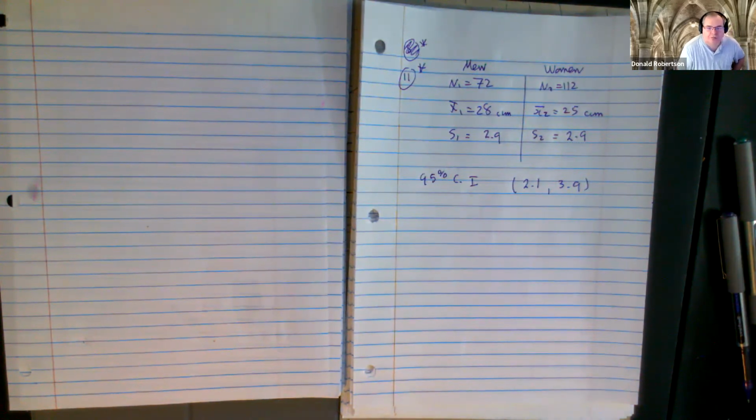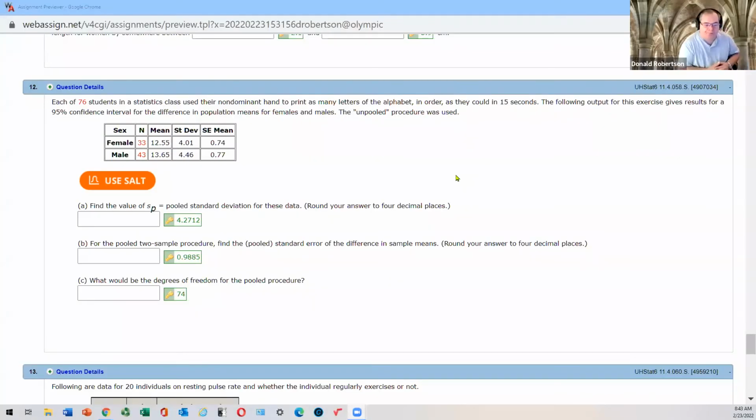Okay. Next question I'm going to show you. It uses salt. And this is question 12. I hope you're all looking at 12. Right, okay. So 76 students in a stats class use their non-dominant hand. Oh, it's a little bit different. I'm a right-handed person, so you take your left hand and you print letters of the alphabet in 15 seconds, and you see how many you get done. I guess that could be a measure of dexterity, the more you get done. This is what they found.